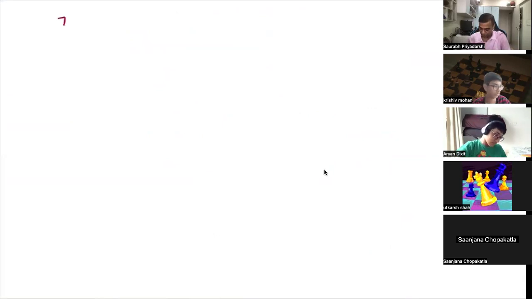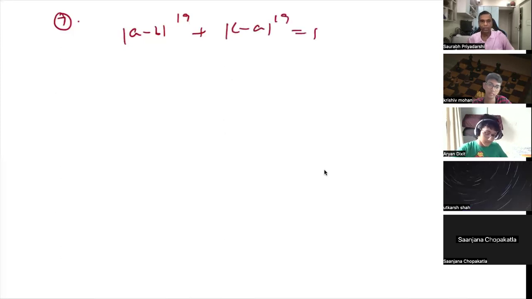Seventh again, right? Like a straightforward question, right? This is a straightforward question, I can say, because see, A minus B mod to the power 19 plus C minus A mod 19 is equal to 1. This is possible only if one value is 1, other is 0, or this is 0, this is 1. Right, because in the question it is given A, B, C are integers, right? Other than this, we don't have any chances or anything, right? And the positive as well.